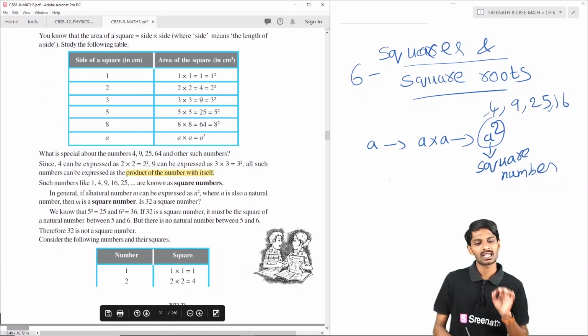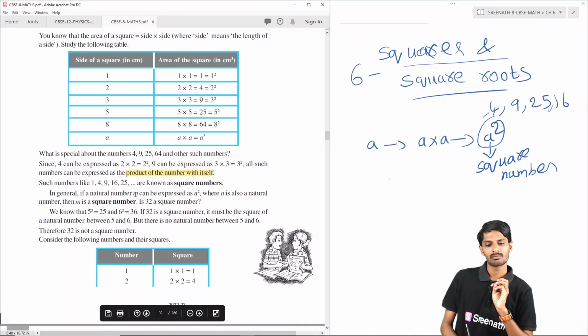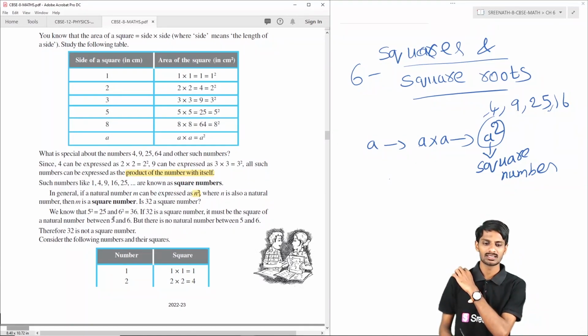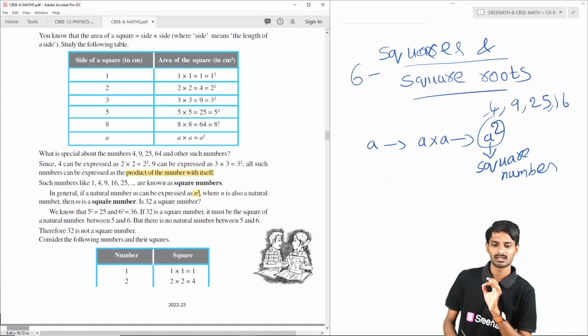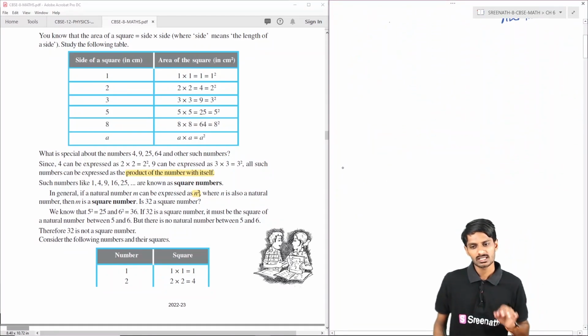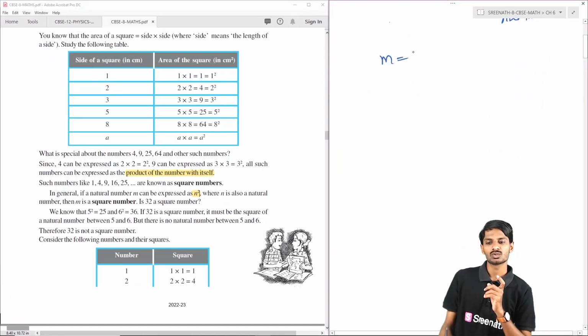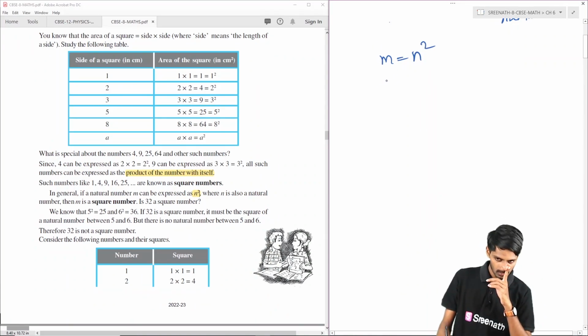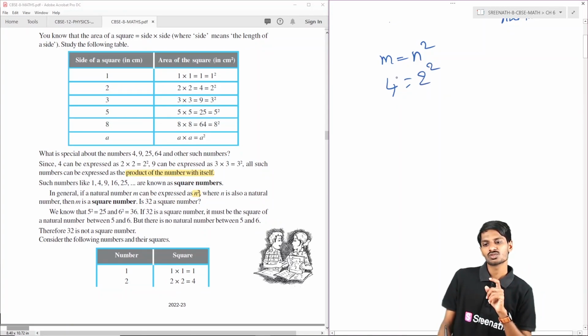So in general, if a natural number m can be expressed as n square, where n is also a natural number, then m is a square number. Have you understood, students? If you can write m is equal to n square, where m is a natural number and n is also a natural number, then m is a square number. Our example is 4, we can write it as 2 square. So this is a square number.